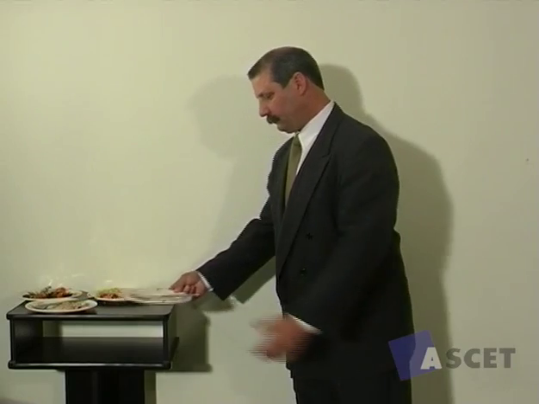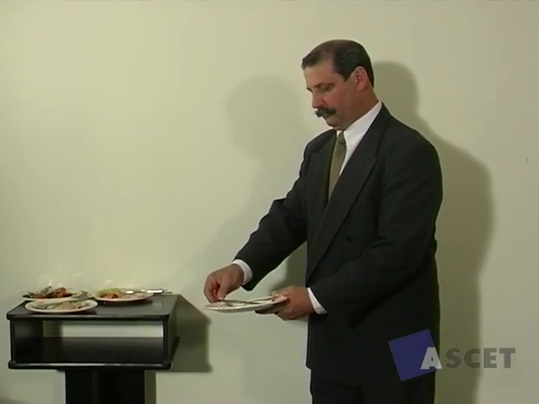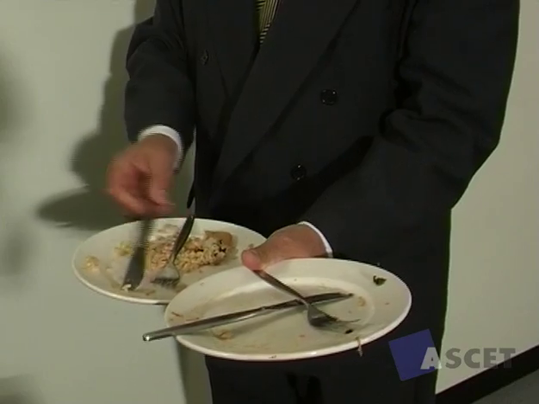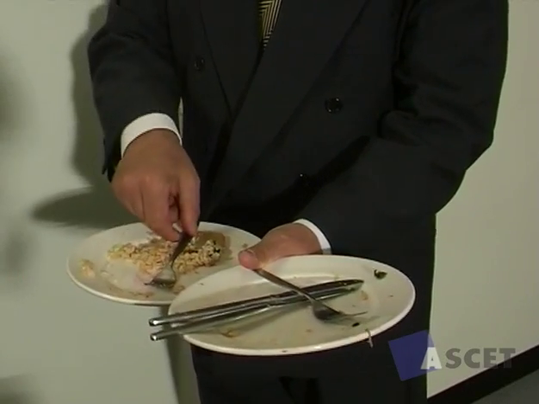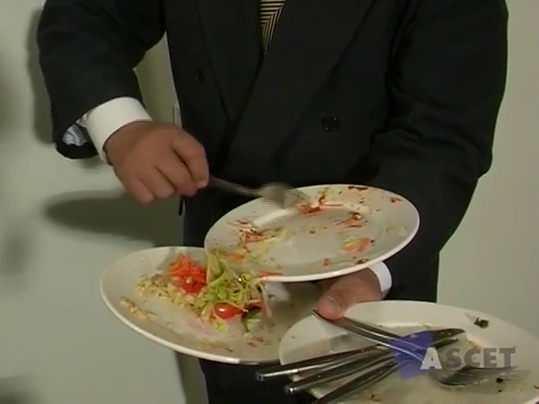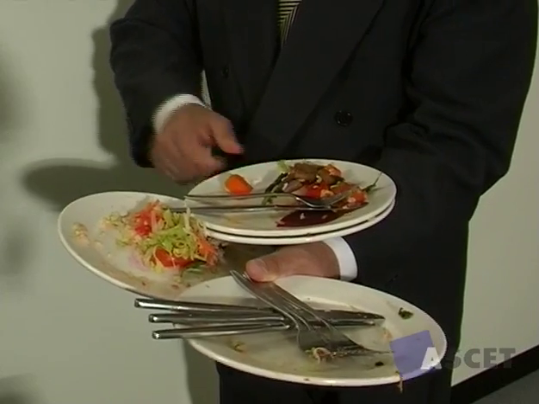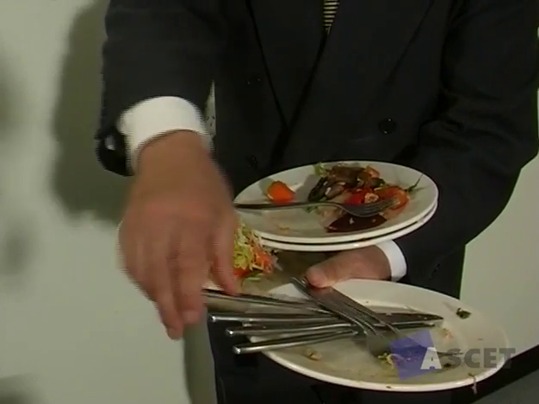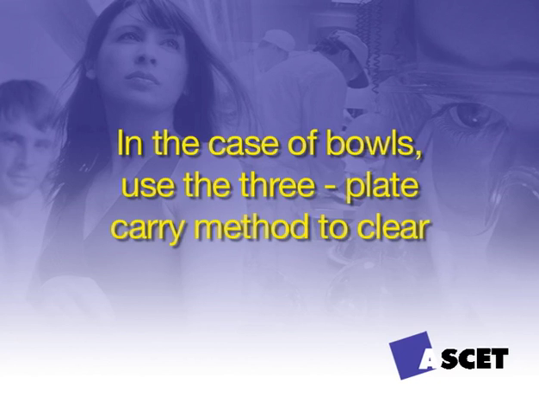The 3-plate clearing method is similar to the 3-plate carry. Cutlery is put on the first plate. The second is held under the first and used for scraps. The third is used for stacking other plates. In the case of bowls, use the 3-plate carry method to clear.